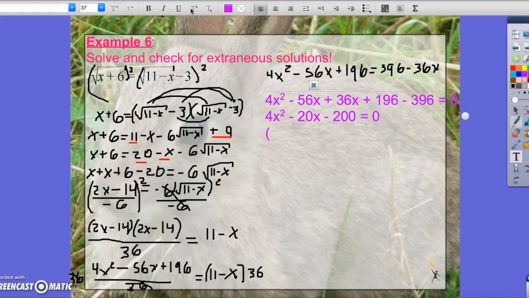If I factor, you're going to have to guess and check. But what do you notice here? Do you see how 4, negative 20, negative 200 are all divisible by 4? Factor out a 4 first. Make it easier for us to solve. Now, we have no guess and check.